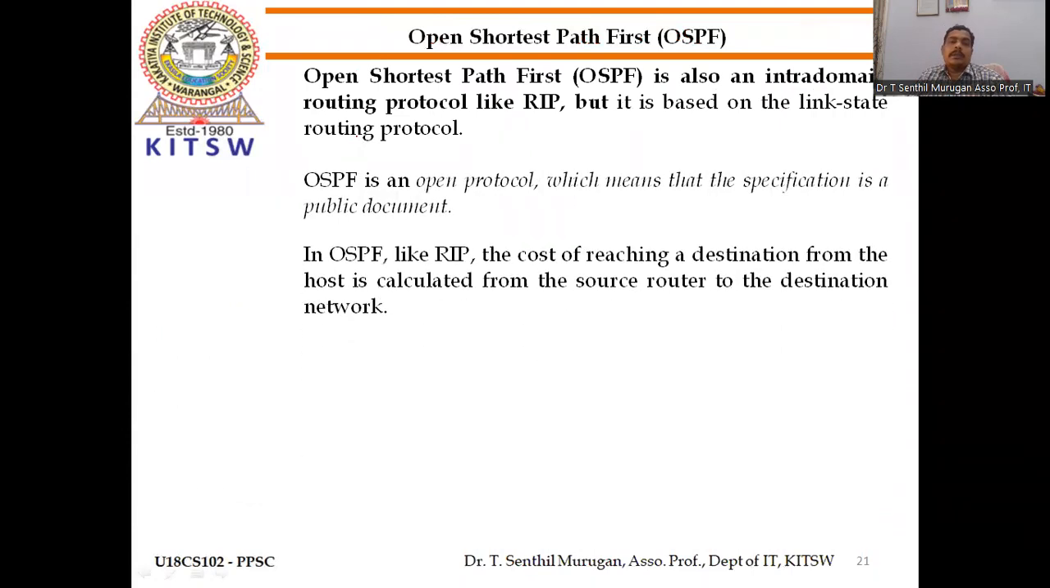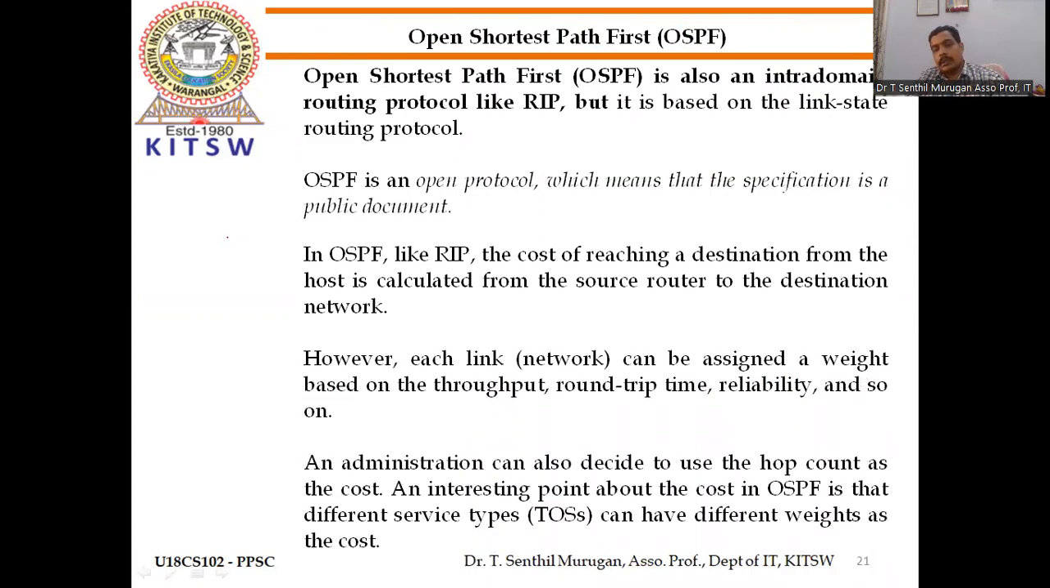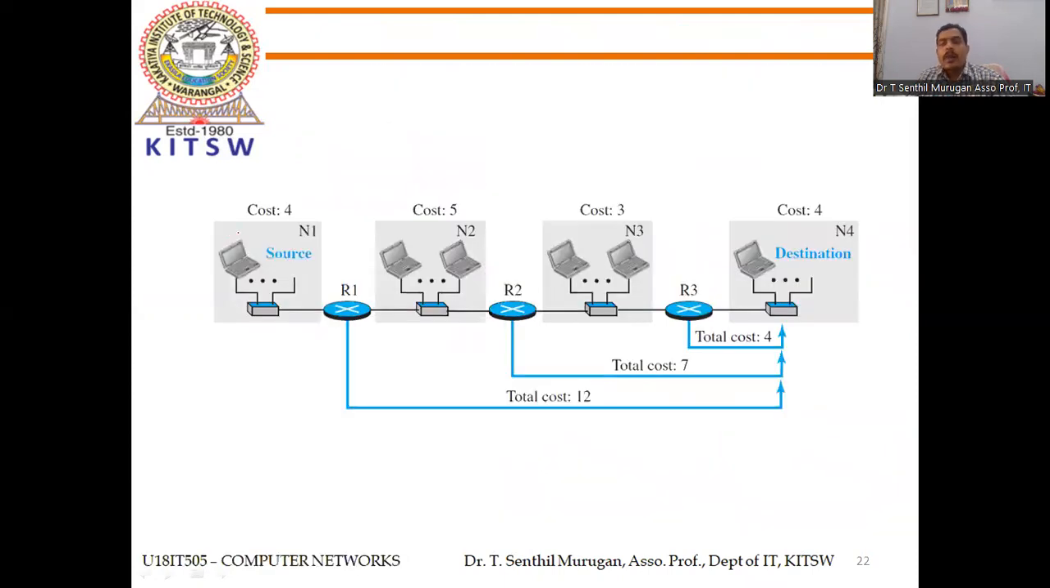Okay. So OSPF is the example for the link state algorithm. What is OSPF? Open Shortest Path First. This protocol is an open protocol, meaning the specification is a public document. The document is common to all, and anybody can use it. In the previous diagram there were only networks, there was no cost. Here we are given the cost for each network. This cost is based on the performance of the network.